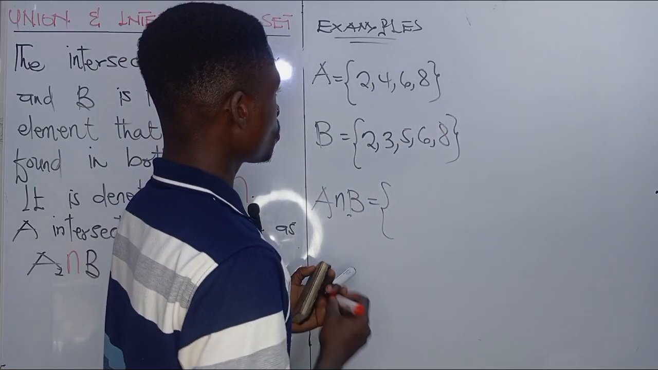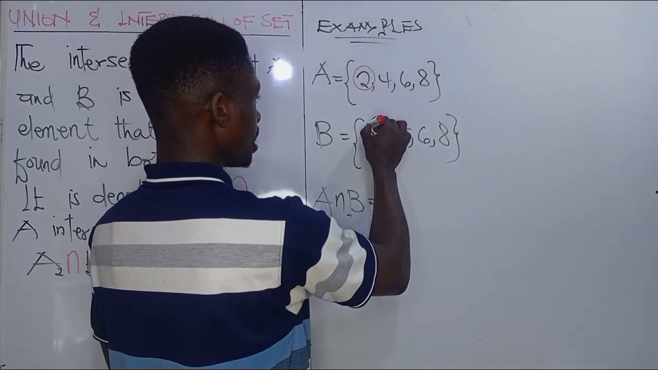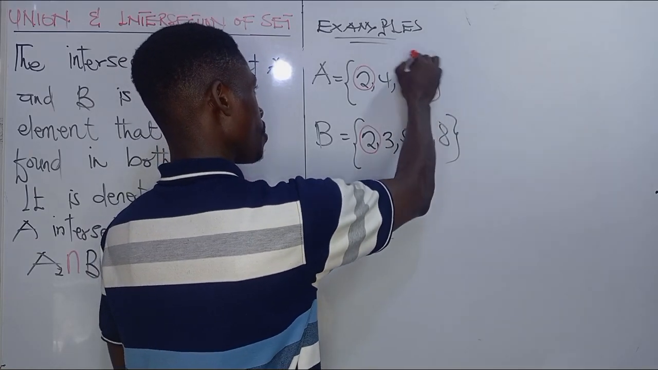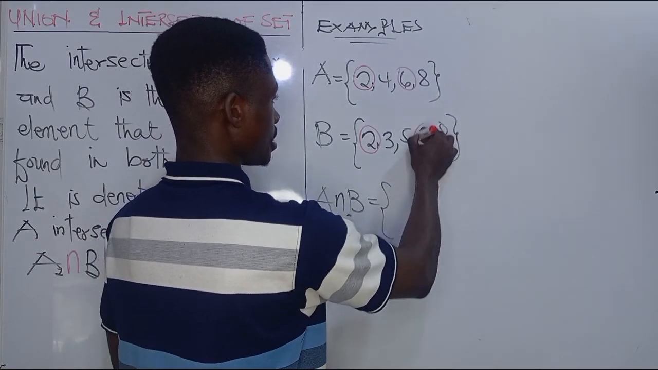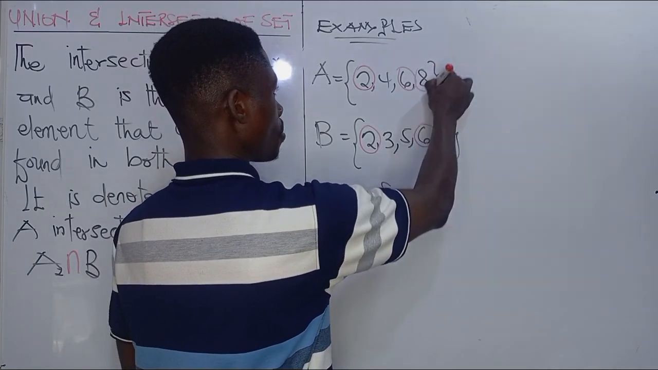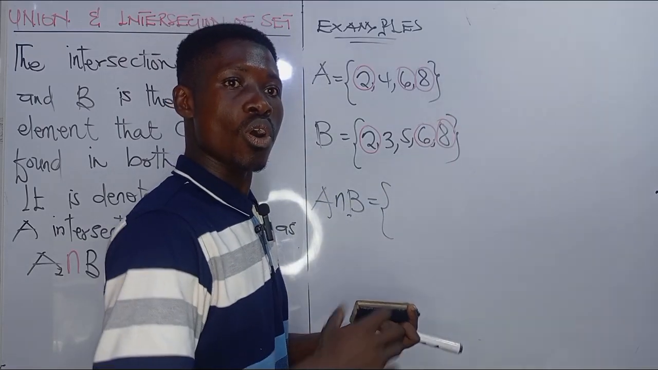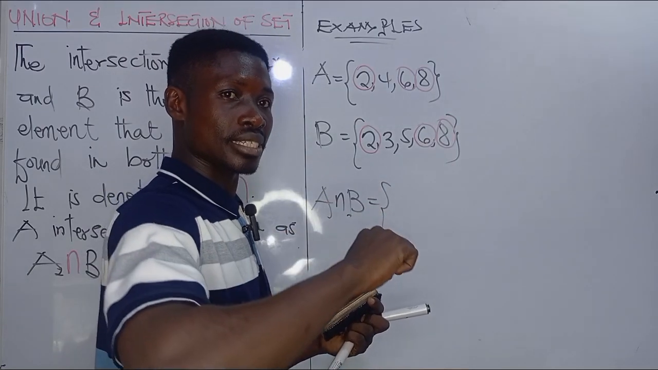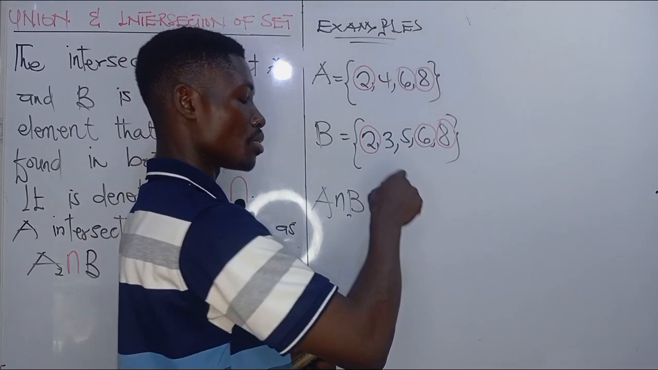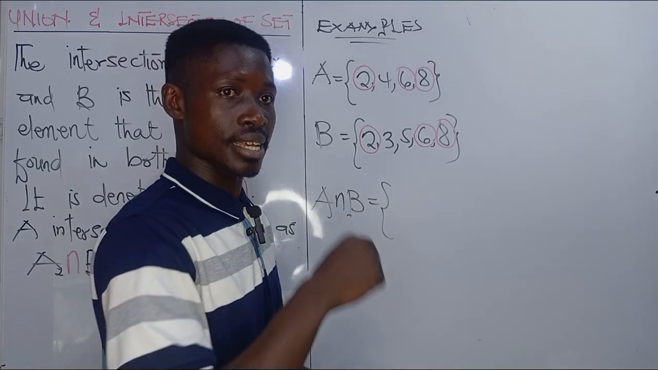Good. So looking through set A and B, realize that 2 is common to set A and then set B. You can also see that 6 is common to set A and then set B. We also have 8, which is common to both. So all those circled numbers are common to set A and then set B, and those elements become the A intersection B.